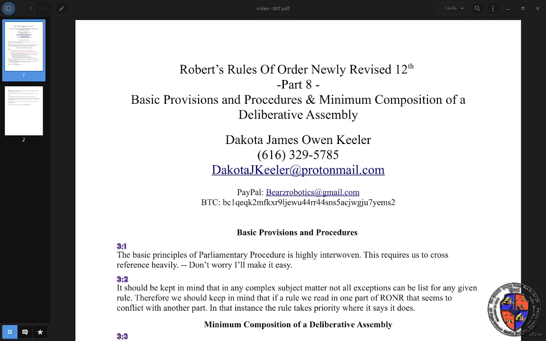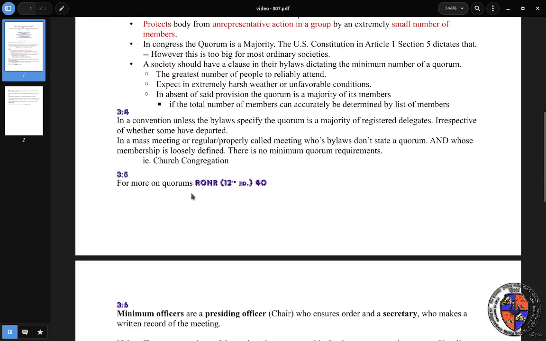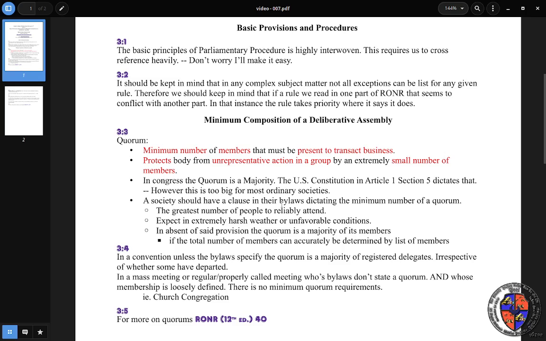a deliberative assembly. So the basic principles of parliamentary procedure is a highly interwoven discipline, meaning we're going to cross-reference a lot. So in section 1, we might cross-reference to 2, 3, 40, 50, and so on. Don't worry, I'll make it easy. You might notice there's this 3-1 right here. This 3 means section 3, part 1. And then down here, we have this RONR, 12th edition 40. This means Robert's Rules of Order, newly revised, 12th edition, section 40.